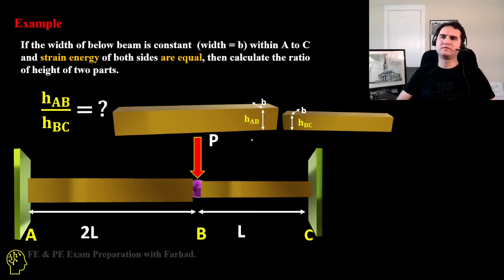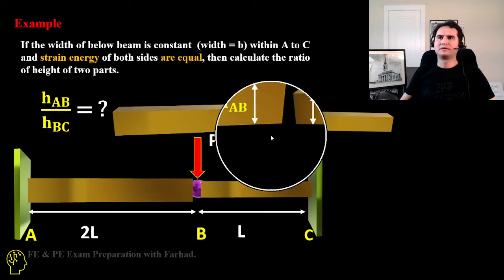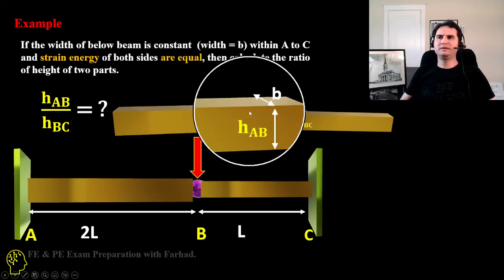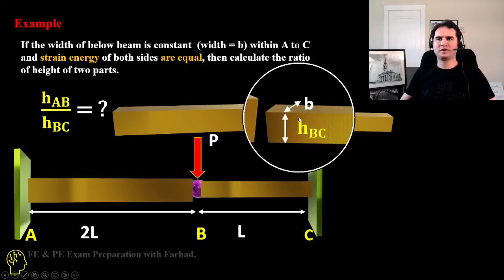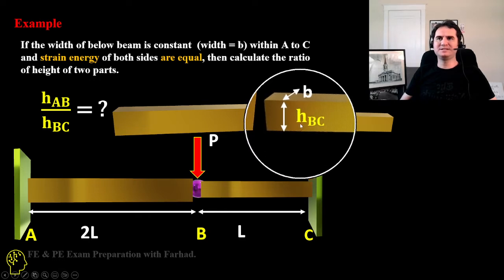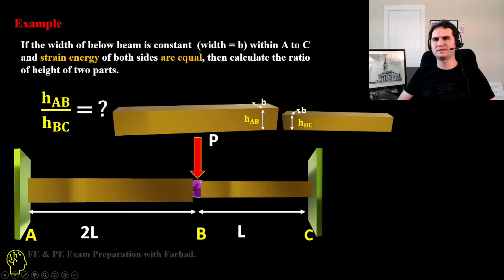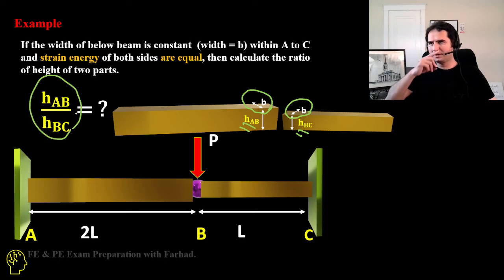So if this is part AB with the height of HAB and width of B, the same for the other part, we do have HBC and again the same width B. So we do know the widths of the two parts are identical. We want to know what the ratio of their height is. So we are looking for height of AB over height of BC. And the length of the first part is 2L and the other part BC is just L.